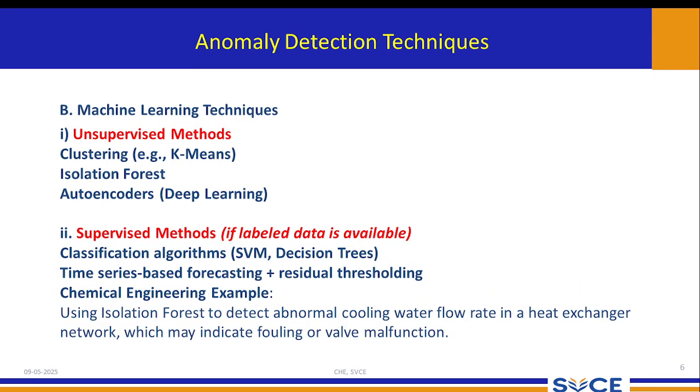And machine learning techniques: unsupervised methods against supervised methods. Under unsupervised methods, we have clustering, for example K means, isolation forest, and autoencoders, that is deep learning. Supervised methods are used if labeled data is available. You know already, we have discussed in unit 1 what is labeled data and what is unlabeled data, and the classification of different types of algorithms. I don't want to go back again to supervised and unsupervised learning.